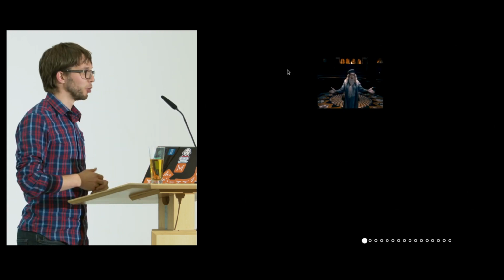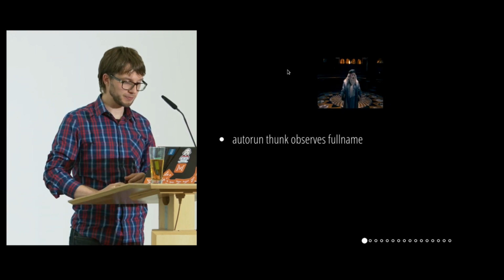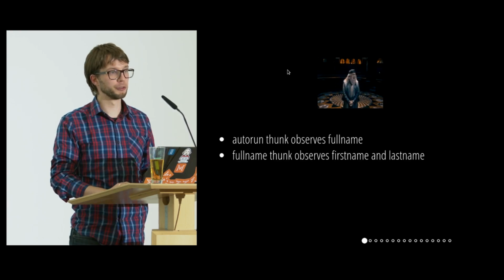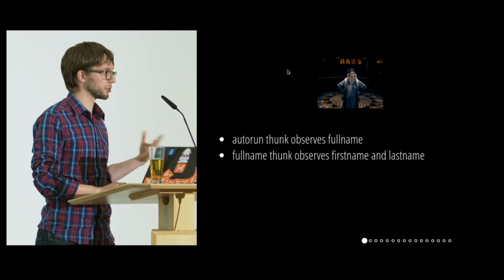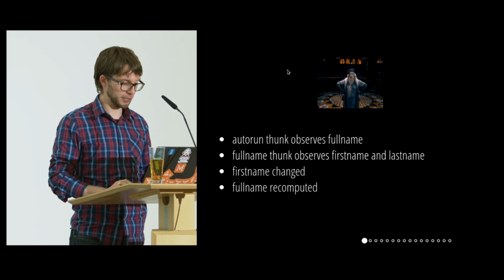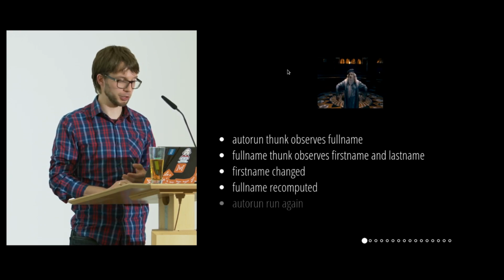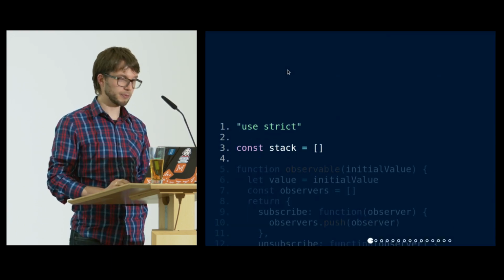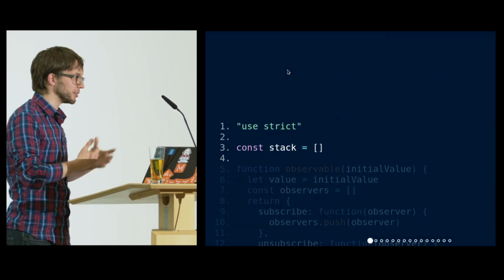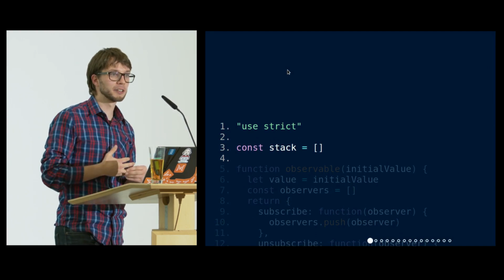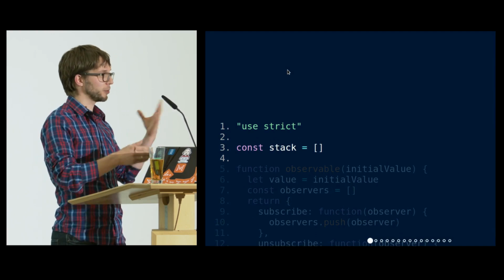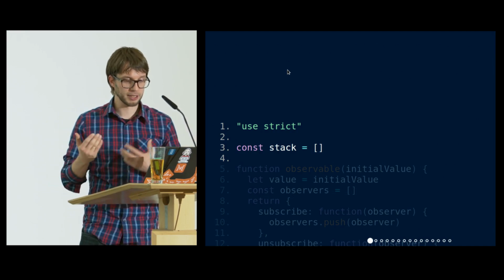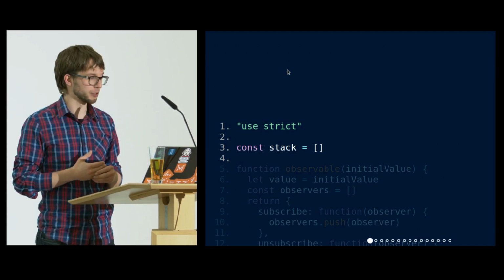So that's what MobX does. It did observe full name, and the full name used the first and last name, so start observing that. The first name changes, hence the full name needed to be recomputed, hence the autorun needed to run. So that might feel a bit magical. That was the magic I was talking about. So let's explain how this works by basically re-implementing what MobX does in roughly 50 lines of code.